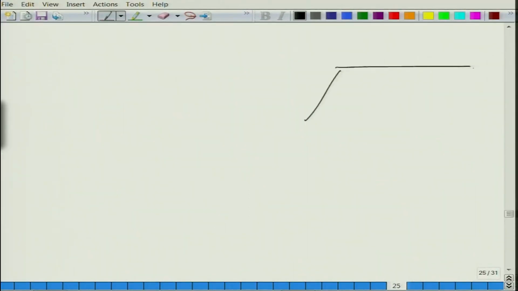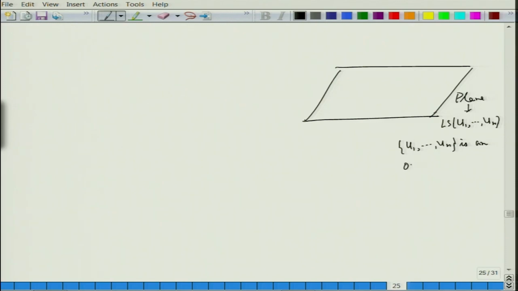So I have a plane here, some plane P. Now this plane is generated by certain spaces. So it is generated by the linear span of some vectors u1 to un. Alright, it is generated by this. It is given to me as a special case that the set u1 to un is an orthonormal set. So this is given to me extra. Till now I have not been able to say that given any plane I can always get such a set. That I have not yet been able to prove.